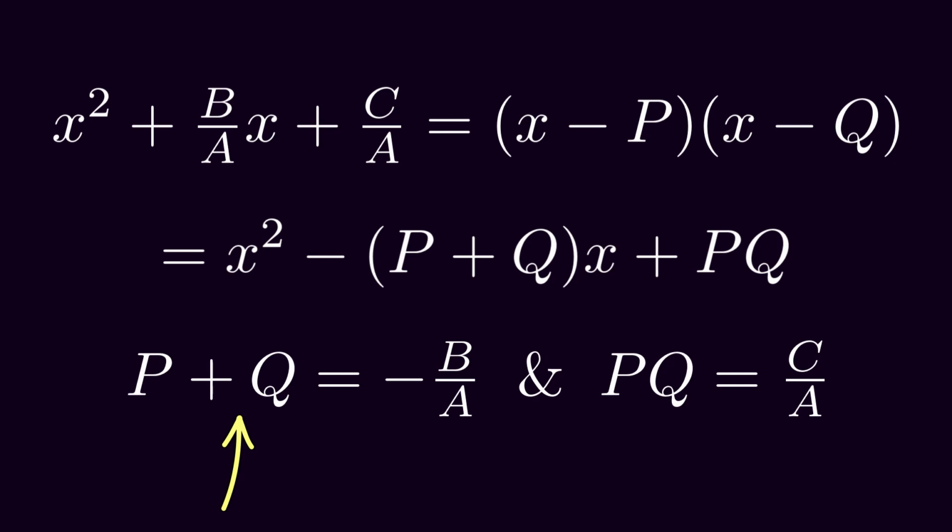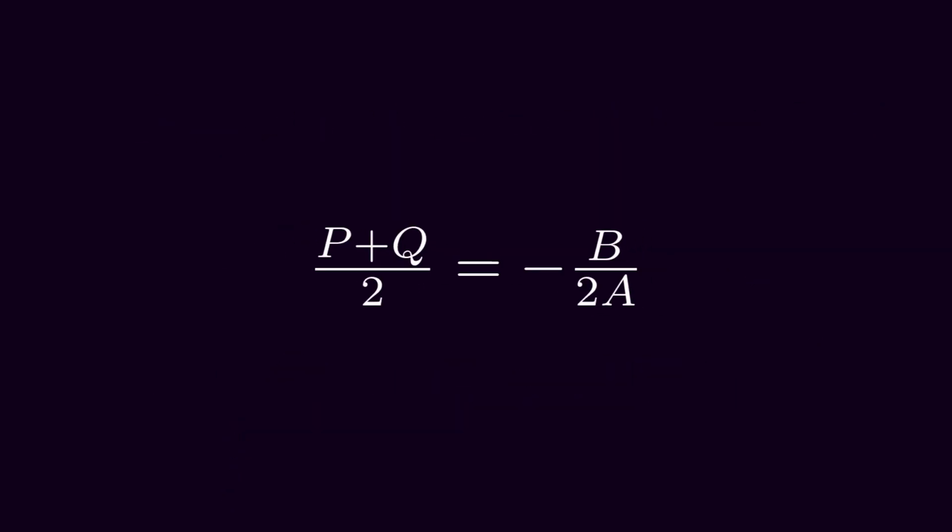So now equating this with our original equation, we see that we must have that p plus q equals negative b divided by a. And now here's where the observation comes in. If we were to divide both sides of this equation by 2, then we're looking at (p plus q) divided by 2 equals negative b divided by 2a. And now the left-hand side of this equation should look familiar. This is actually just the arithmetic mean, or the average, of two numbers, p and q.